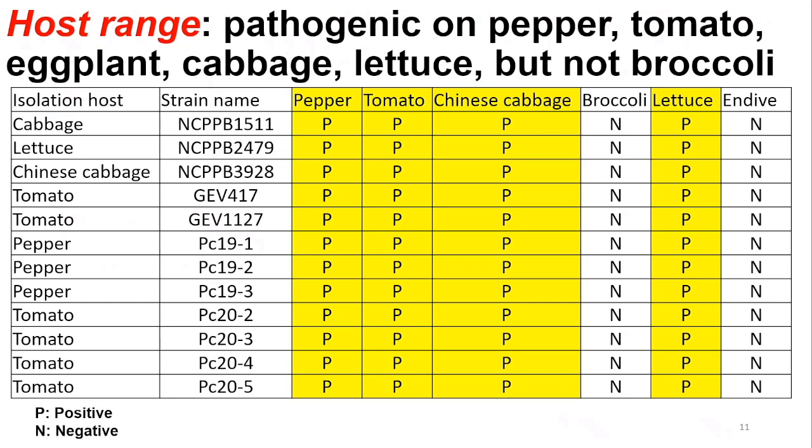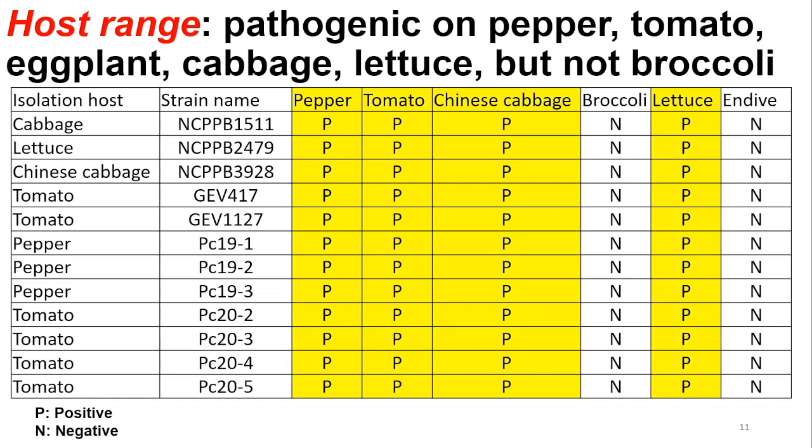So we did a host range test, and since I am more interested in vegetables, I looked at a range of vegetable crops: pepper, tomatoes, Chinese cabbage, broccoli, lettuce, and endive. Why endive? Because Pseudomonas cichorii was first identified and characterized from endive. That's why we use endive as one of the checks. This particular P. capsici, which we isolated from peppers, had typical fungal-looking symptoms, but they were not fungi.